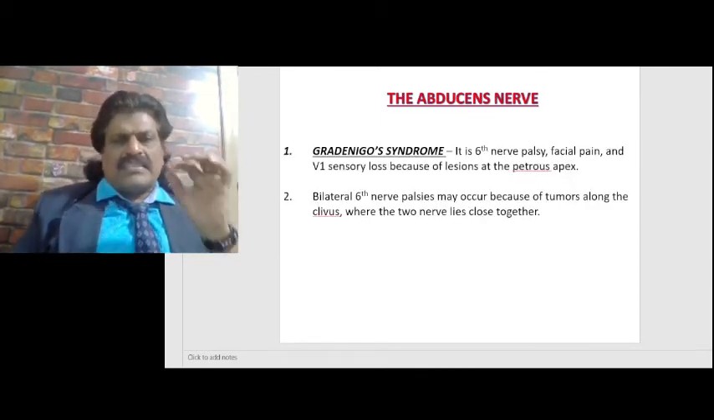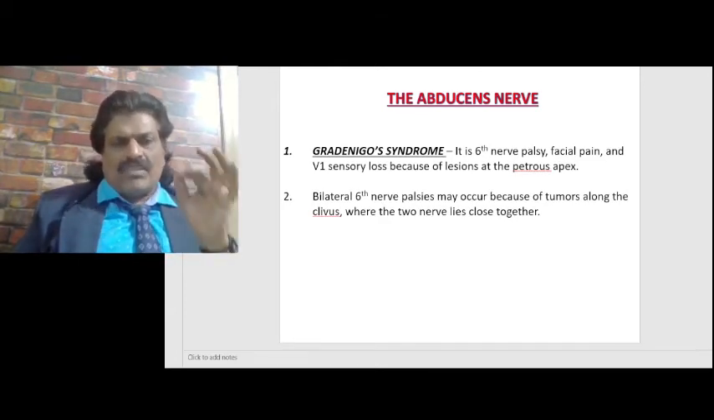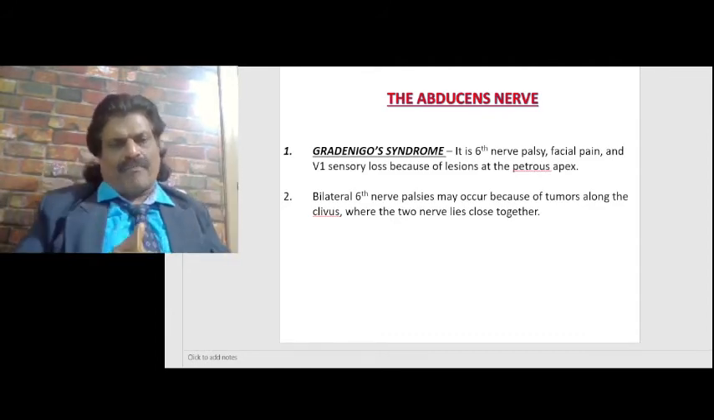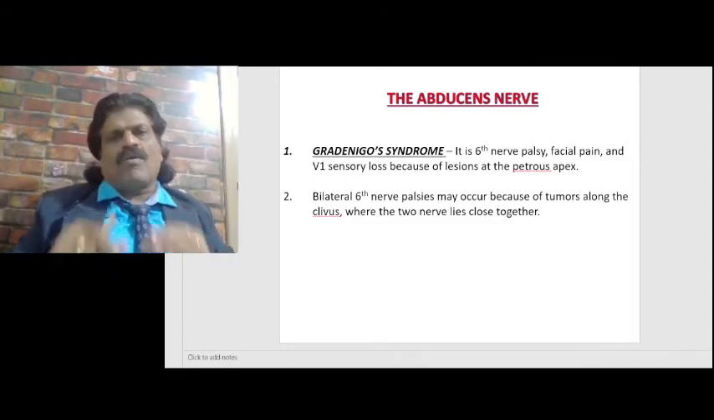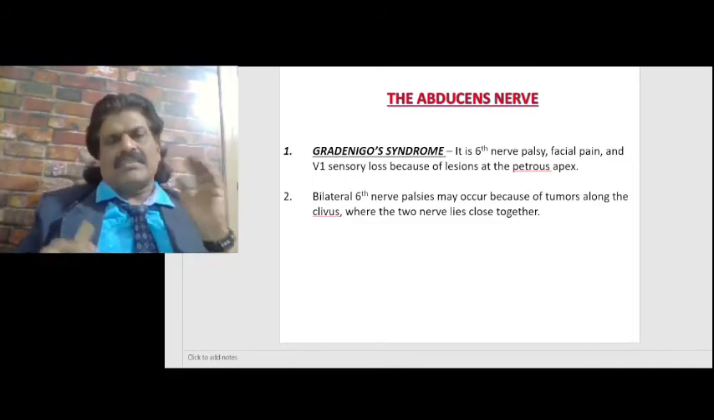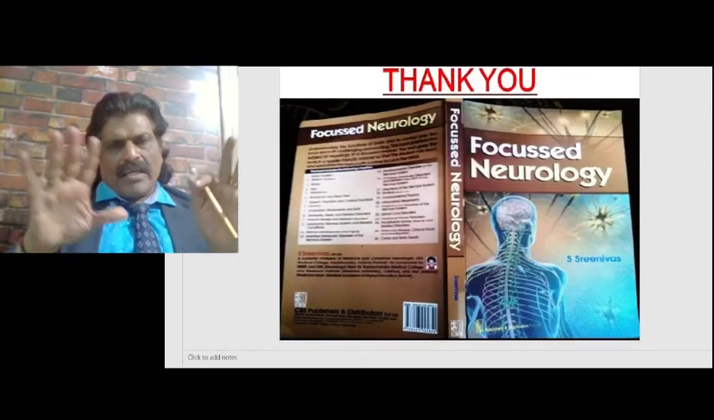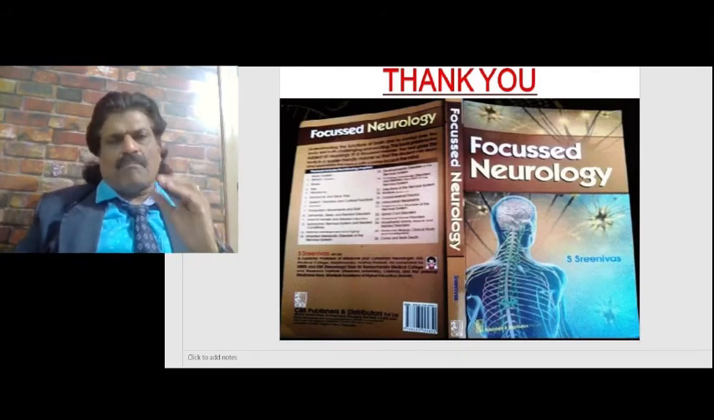Gradenigo's syndrome. If there is a 6th nerve palsy along with facial pain and first division of the 5th sensory loss because of a lesion of the petrous apex, we call that Gradenigo's syndrome. Bilateral 6th nerve palsies may occur because of tumors along the clivus, where the two nerves lie close together. So these are the important concepts of localization of the 4th and 6th nerve palsies.